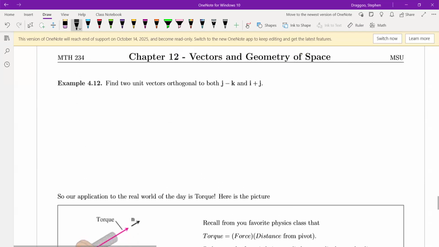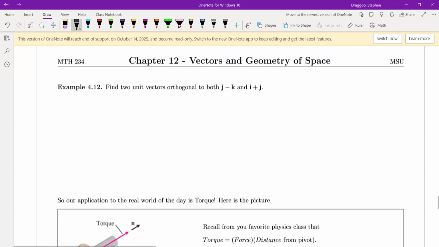All right, cool. Hey, and I think we're actually gonna finish the notes today. No way. All right, let's find a couple of unit vectors that are orthogonal to both of these two things. So we already know, excuse me, we already know how to find an orthogonal vector. We know we can just take a cross product. So let's go do that.